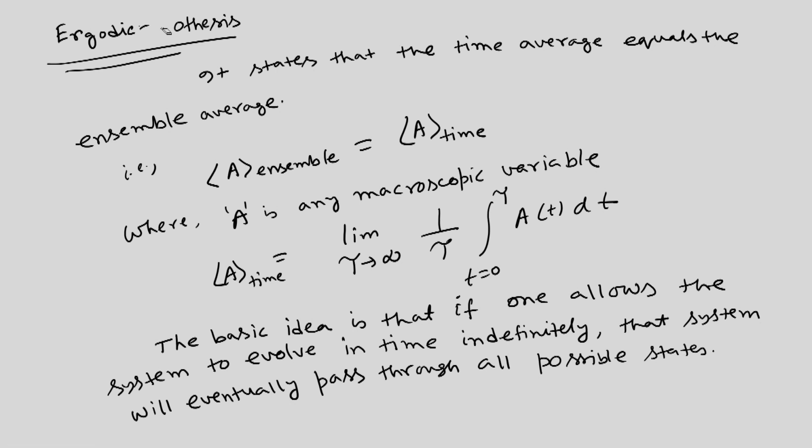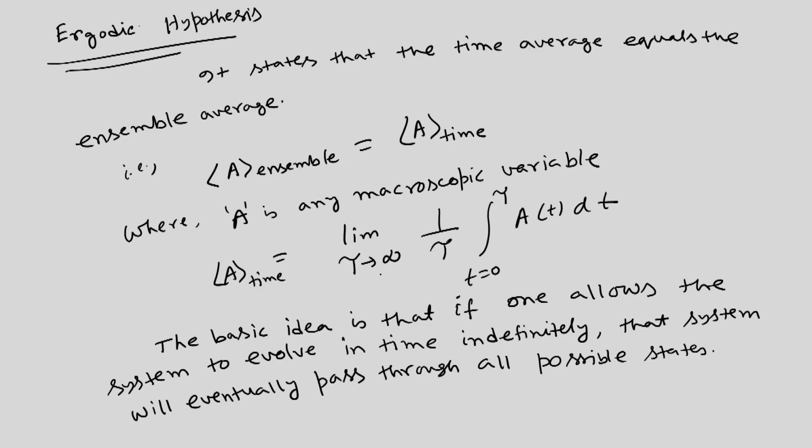So the ergodic hypothesis says that the time average equals the ensemble average. So we know how we have calculated the ensemble average so far, but what is the time average? Time average can be calculated as A time equals the limit tau goes to infinity of 1 by tau integral from t equals 0 to tau of A dt. So the basic idea in the hypothesis is that if one allows the system to evolve in time indefinitely, that system will eventually pass through all possible states.